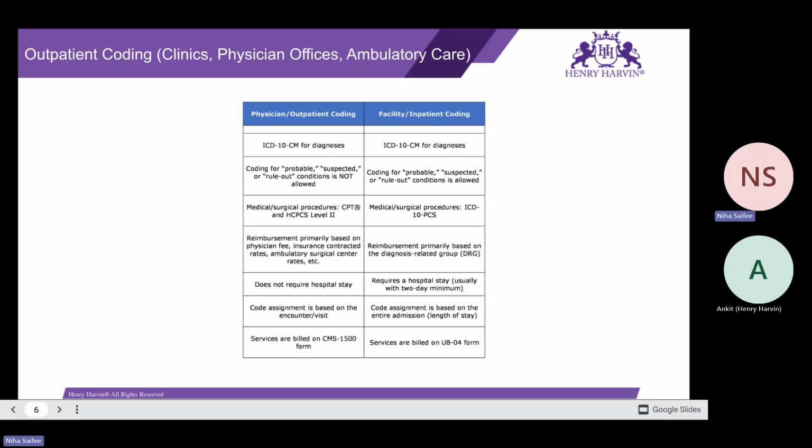Outpatient coding is not that complicated, but you need to understand what the diagnosis is and what the different procedures are that you need to take. Outpatient coding includes physician offices, that is your private clinics. The OPDs in hospitals are also included, and ambulatory care is also included.